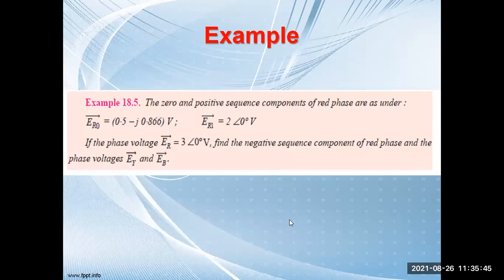Next problem. The zero and positive sequence components of the red phase are given, that is ER0 and ER1 are given. If the phase voltage ER equals 3 volt, find the negative sequence component of the red phase and the phase voltages EY and EB. So here ER0 and ER1 are given. You need to calculate the negative sequence component of the red phase, that is ER2, and apart from that you are supposed to calculate the phase voltages, that is EY and EB.